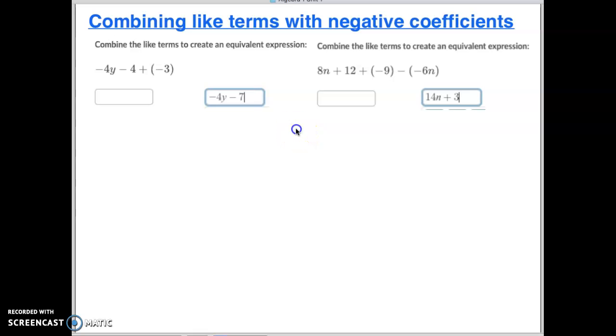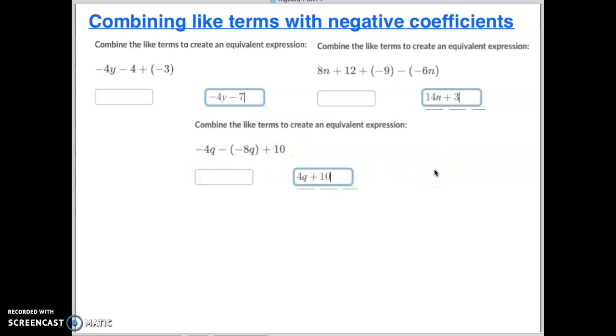All right, one last example here. These are fairly simple. You'll get through these pretty quickly. Here we've got a negative 4q. Two negatives together create a positive, so positive 8q. So negative 4q and positive 8q makes 4q. And I have that plus 10 right there. Pretty simple. So that one should not take you very long.